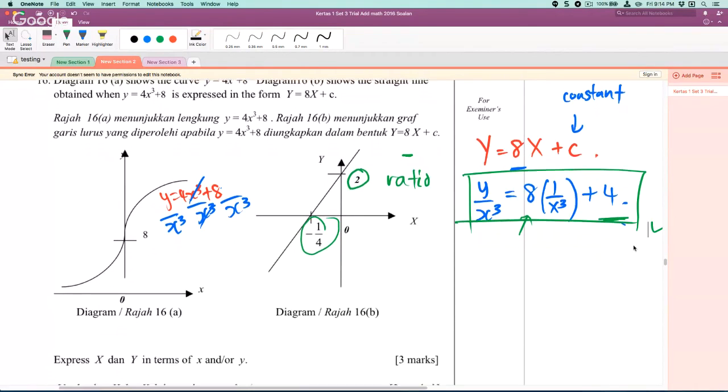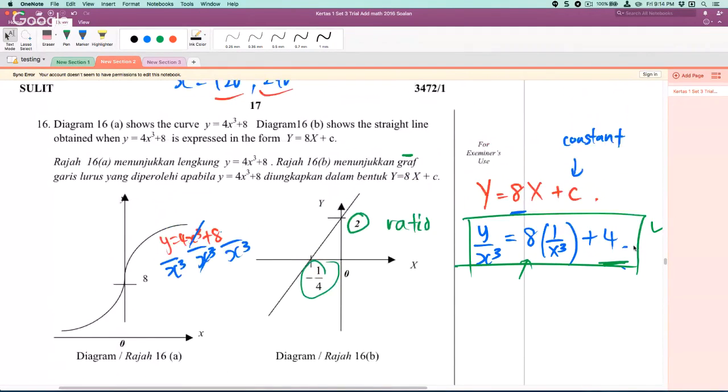So basically what you need to do is, from this equation here, make one of the terms become the constant. In this case, at first 8 is a constant, but then for the straight line, the linear law equation over here, they do not want 8 as a constant, they want another constant.